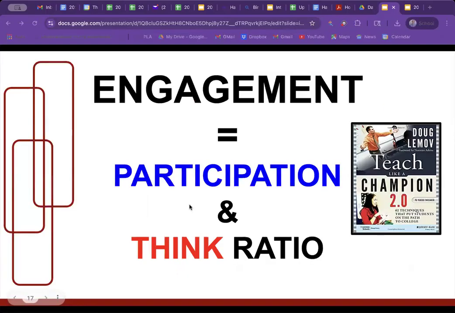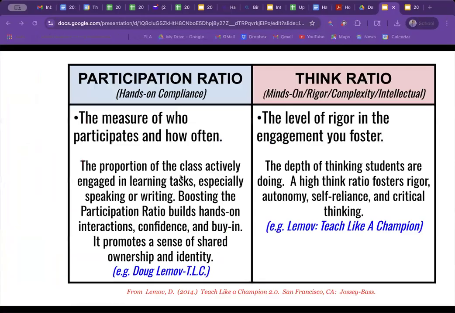According to Doug Lemov, author of Teach Like a Champion 2.0 and the new virtual teaching and learning 3.0 version, he believes that engagement equals participation and think ratio. Engagement does not exist without both high participation and think ratios. Let's look at this. So participation ratio. This is the measure of who participates and how often.